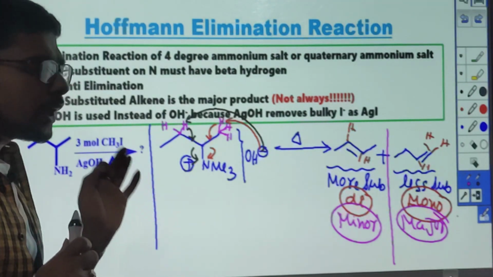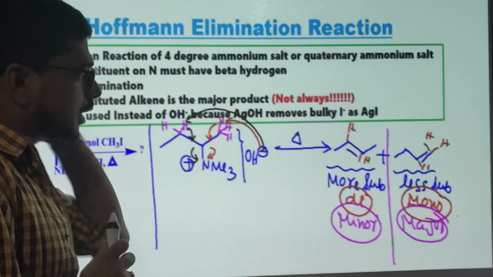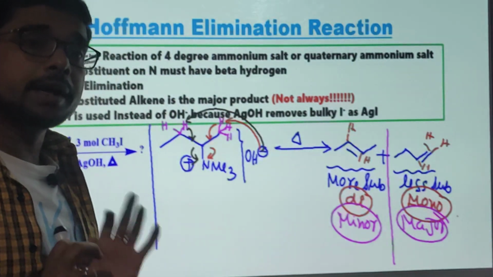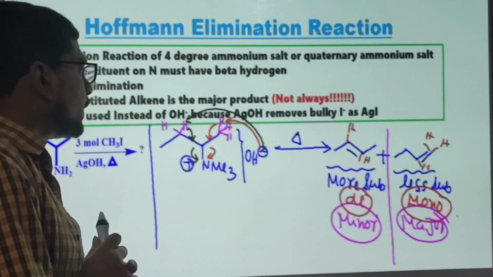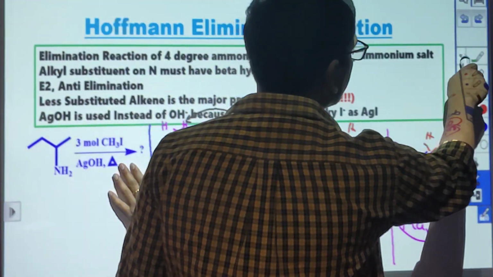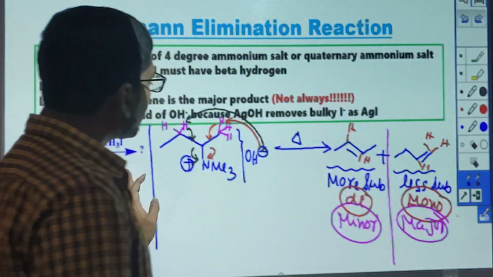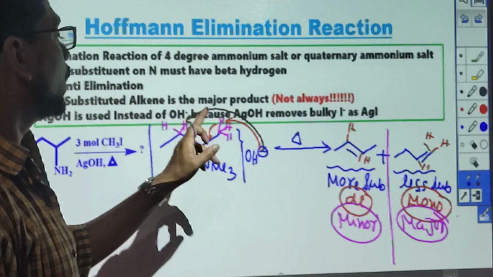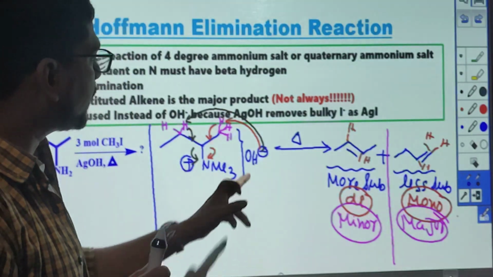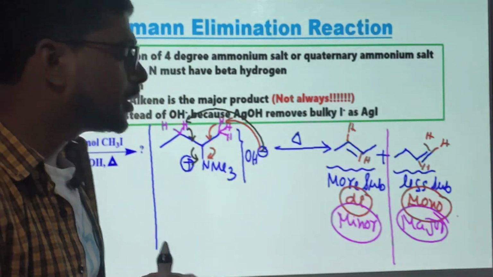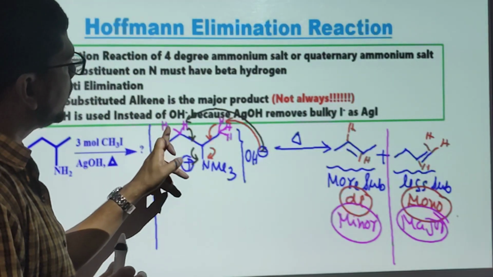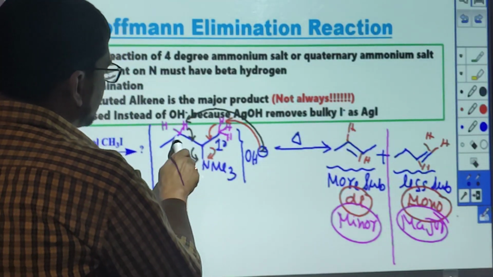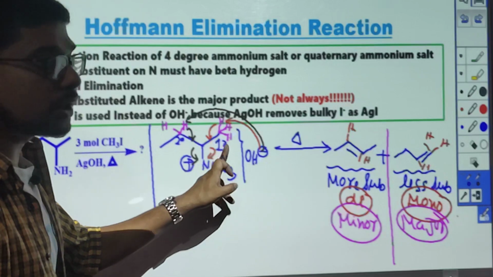Now the question can arise: why will the less substituted product be the major product and the more substituted alkene the minor one? In order to explain that, first look at the structure. Here you can see that there are 2 types of beta hydrogen. This is the beta hydrogen, this is the beta hydrogen. OH minus preferentially grabs the proton which is more acidic. Now if you look at here and here, which one will be more acidic? Say this is a 1 degree carbon and this is a 2-degree carbon. This will of course be the more acidic.